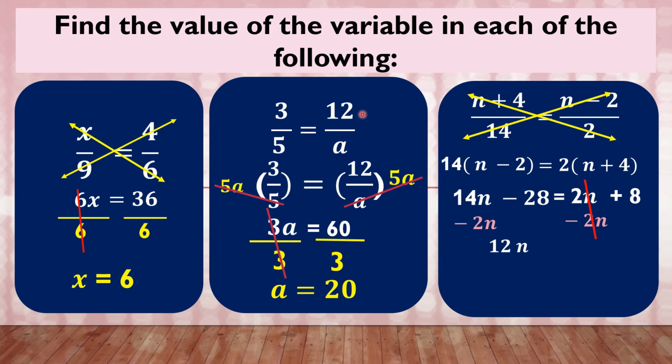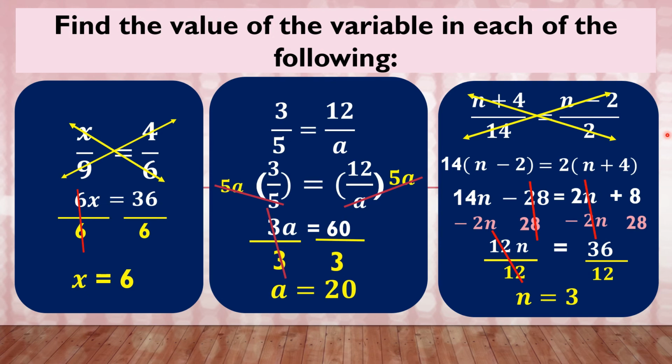Then para mawala naman si negative 28 dito, we have to add both sides of the equation by 28. We're applying here the addition property of equality. So na-cancel si 28 saka si negative 28. Ang natira sa kanan, inadd natin si 8 and 28, we have 36. And of course, to solve for N, divide both sides by 12. And so the answer is N equals 3.